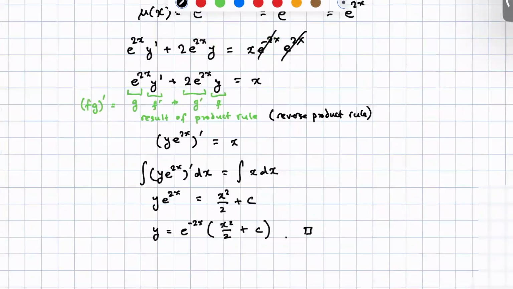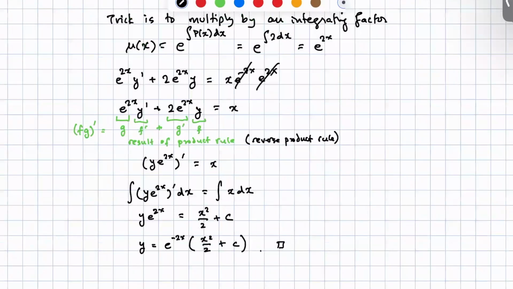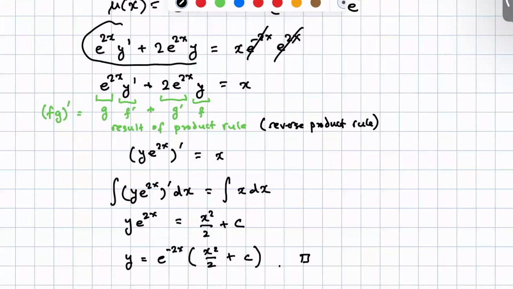So again, what happened here is that by multiplying by this so-called integrating factor, I'm able momentarily to make this side more complicated, but you see that it all reduces down to something actually quite simple by the reverse product rule.